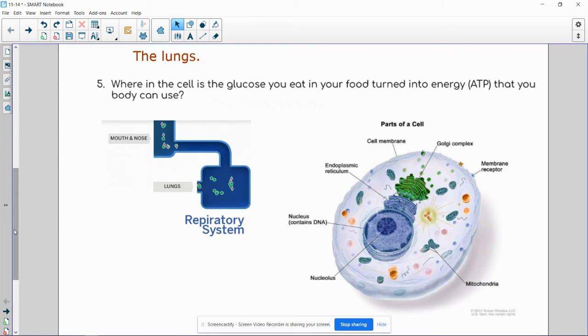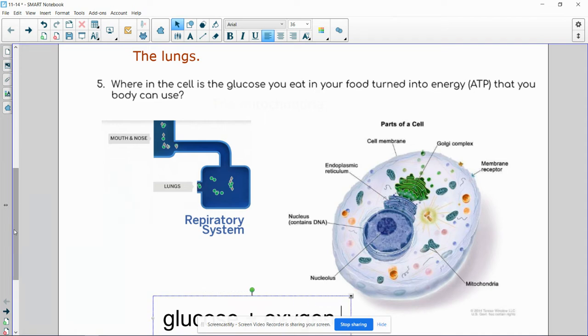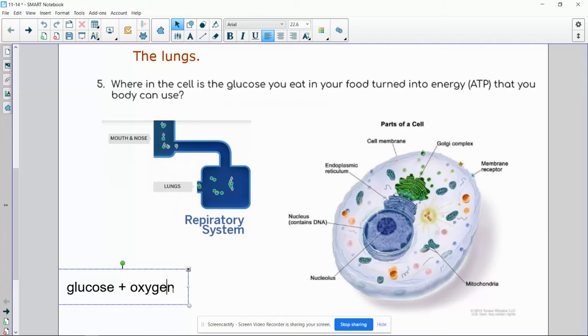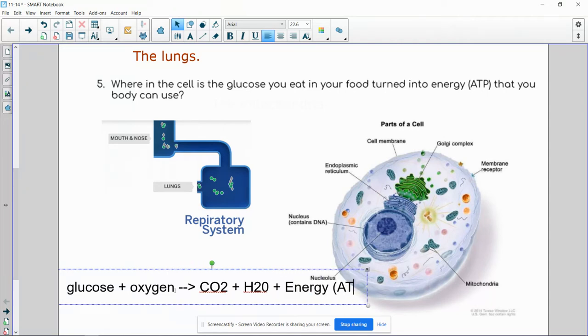So when that equation we talked about, where we said glucose and oxygen, I'm going to make this smaller. We've talked about this a bunch, especially the week right before we went back to online. The glucose, or the sugar that we eat, plus the oxygen we breathe in gets turned into carbon dioxide, waste, water, waste, and then energy, also known as ATP, adenosine triphosphate.